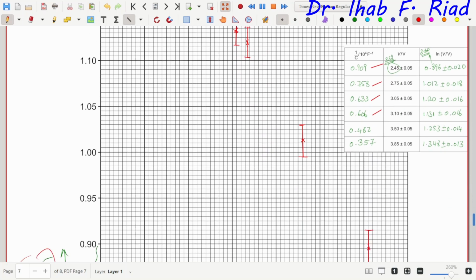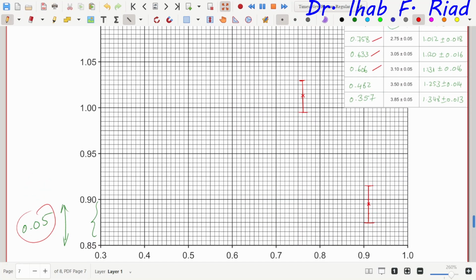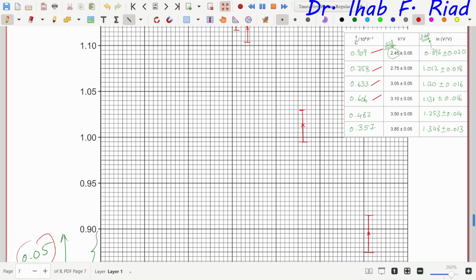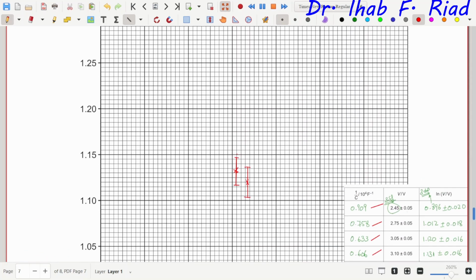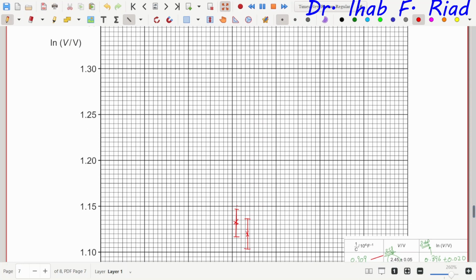0.482, 48, and 1.253. So it is around here. This is 1.4. Okay, this is 1.48.